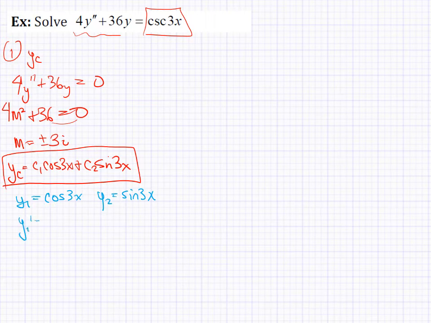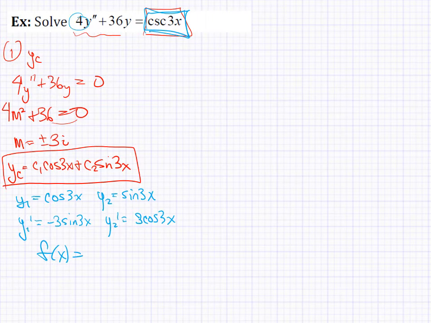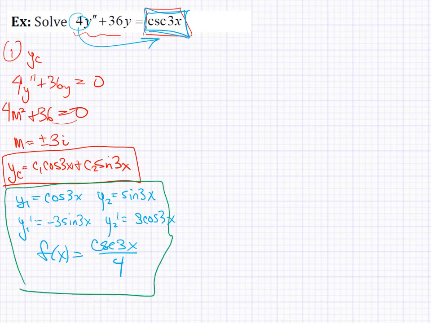So let's go y1 prime. We're going to need this, so let's just find it now. So it's going to be minus 3 sine 3x. And y2 prime is 3 cosine 3x. And we also need to know what f of x is. Now, f of x is not cosecant 3x. f of x is what happens when we put this in standard form first and then look at the right-hand side. So this 4 has to divide over. So f of x is cosecant 3x over 4. So these are all the pieces that we need to find u1 prime and u2 prime.